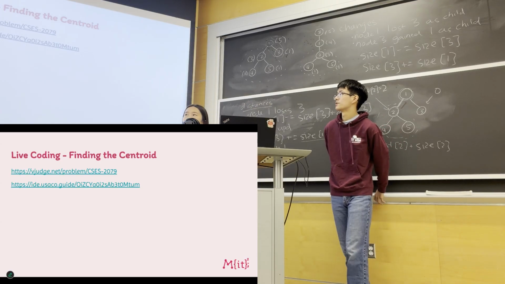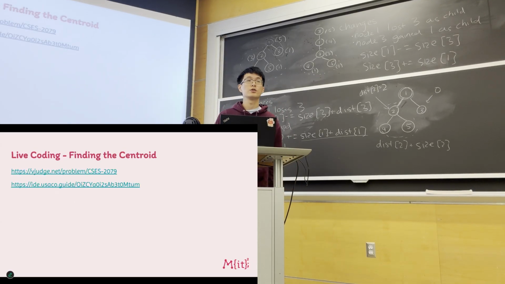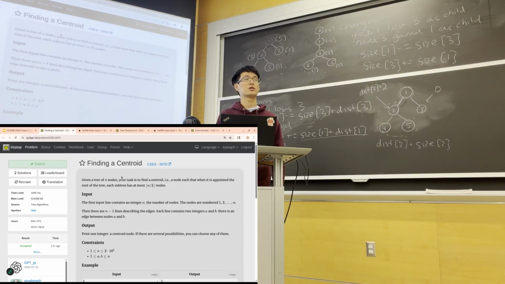Okay, so we're going to go do live coding. I guess first, does anyone have any questions on the centroid finding algorithm? If it doesn't fully make sense, I'll also explain it as I code this. So this problem is literally called finding a centroid, and the problem is to find a centroid of a tree.